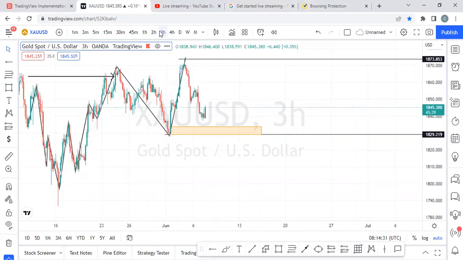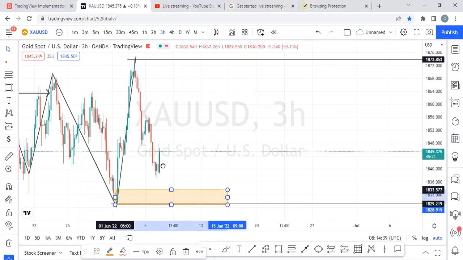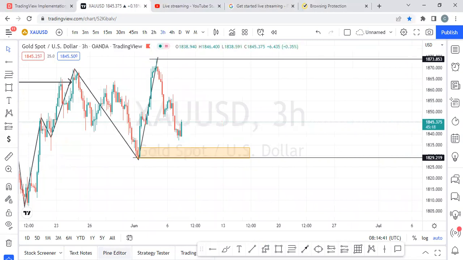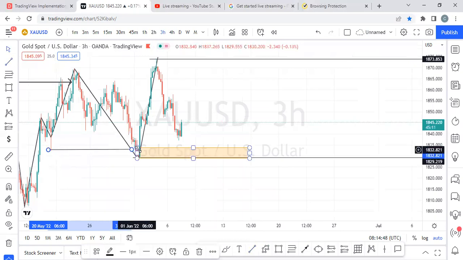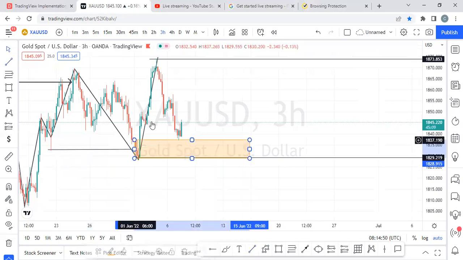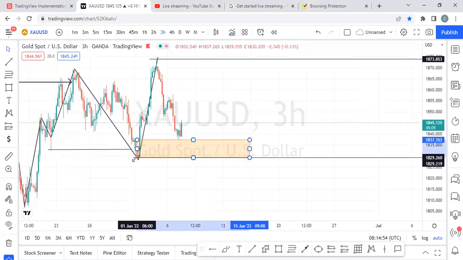That is on 3 hours. Yes, that is the demand zone. It's clear on 3 hours. Looking at this demand zone, although there was liquidity swept at this point, equal lows were cleared. So if you want to highlight this candle properly, you have to highlight from here. So we have tapped into our area of interest on gold.